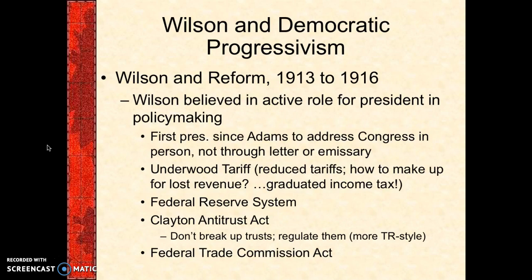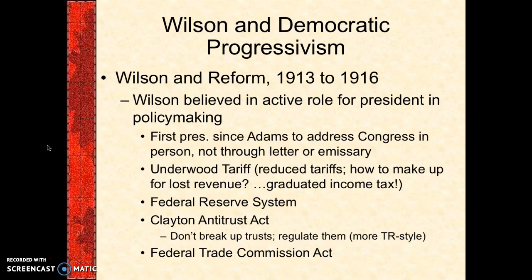Wilson and reform. Wilson believed in an active role for the president in policy making, and he's a very accomplished writer, speaker, intellectual. He's actually the first president since John Adams to address Congress in person, not simply by writing them a letter or sending somebody else in his stead to air what his thoughts might be when it comes to congressional action. He actually addresses Congress himself, which is going to be unique for the time.